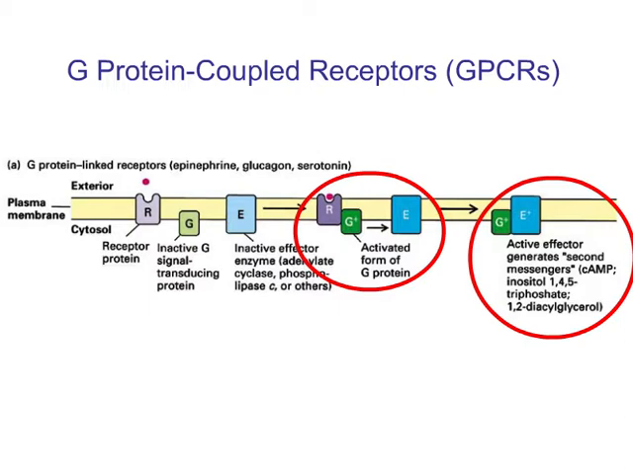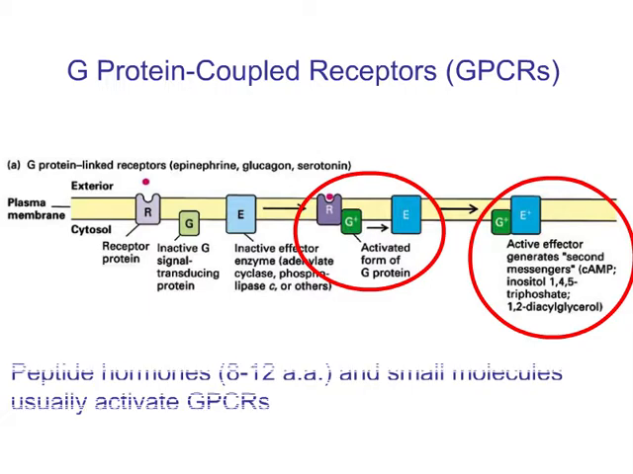produce a cellular response. In general, G-protein coupled receptors bind to small peptides of 8 to 12 amino acids in size, as well as other very small molecules such as amino acids or nucleotides.